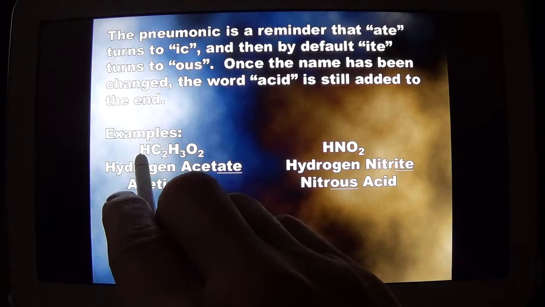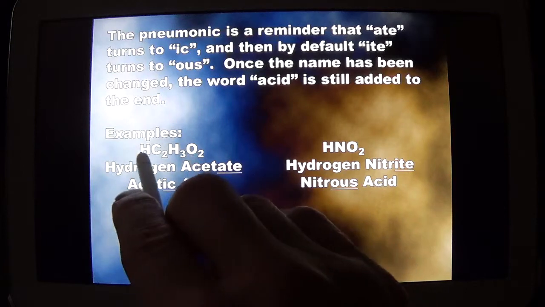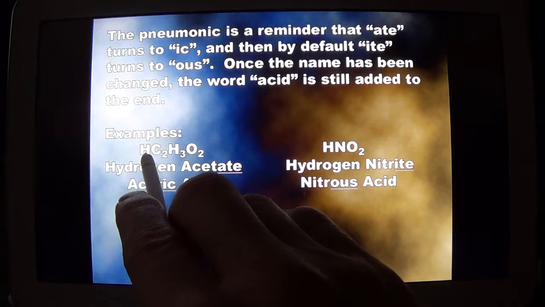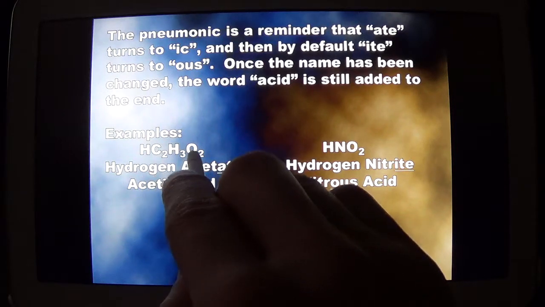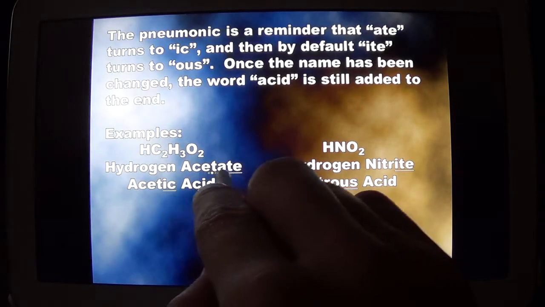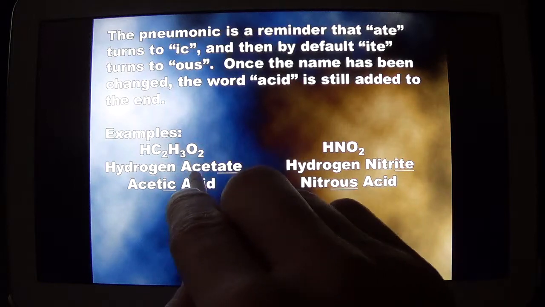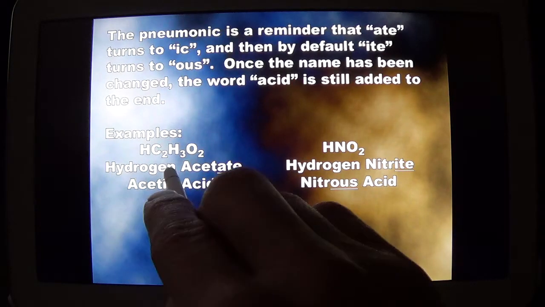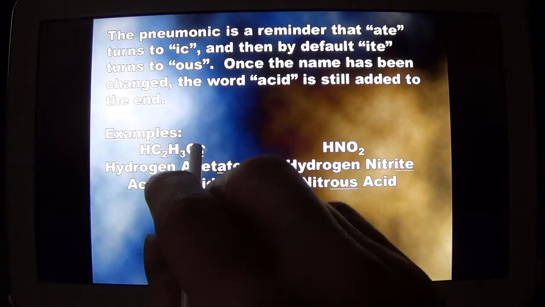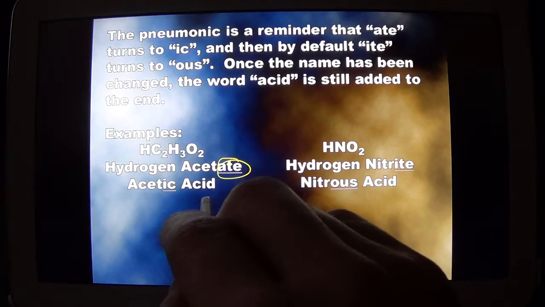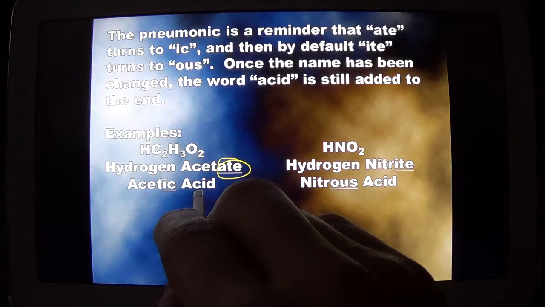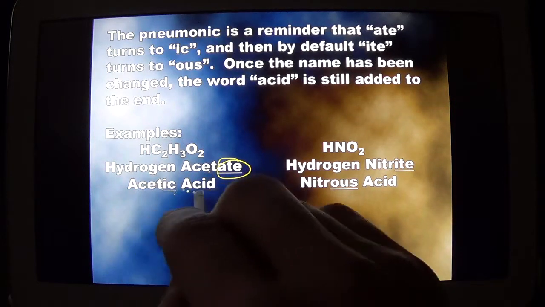So, here's my formula. I want to know what's the name. Well, obviously it's an acid if it starts with H. This part here, C2H3O2, you should recognize as acetate. Now, as a covalent compound, I would have asked you to write hydrogen acetate. To turn that into an acid, by dissolving it in water, the ate becomes ic, and we add the word acid. So, acetic acid.